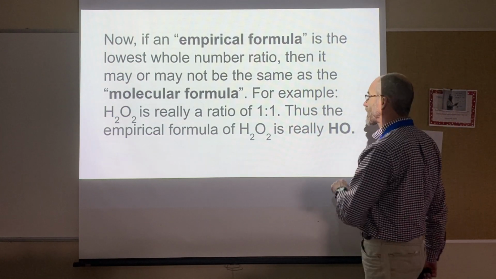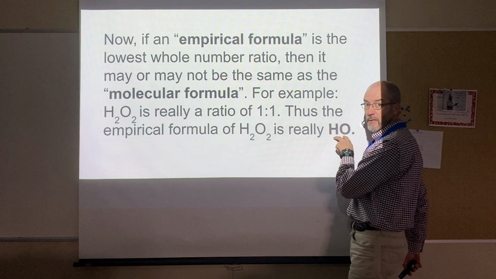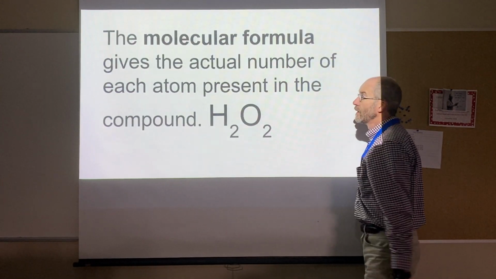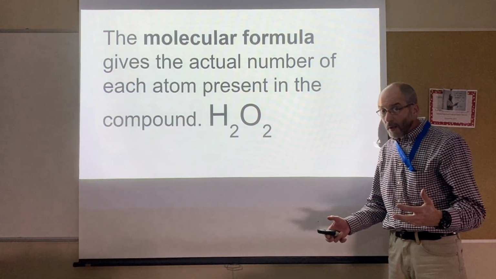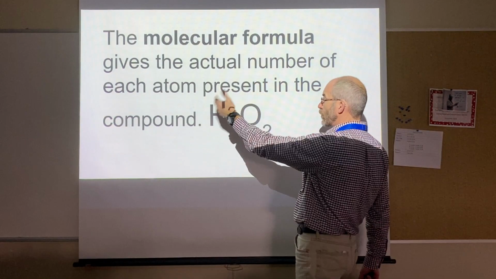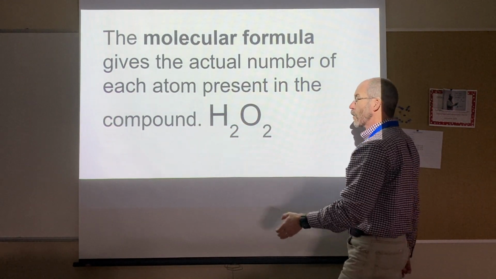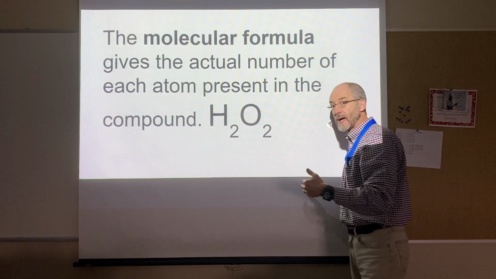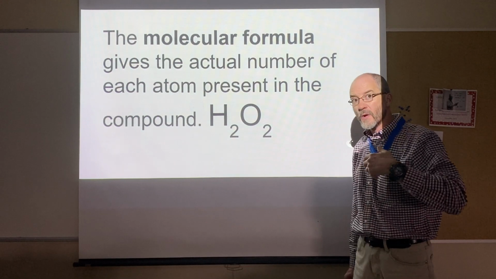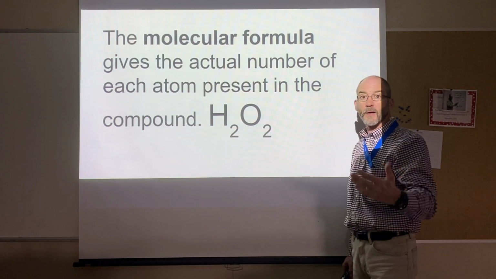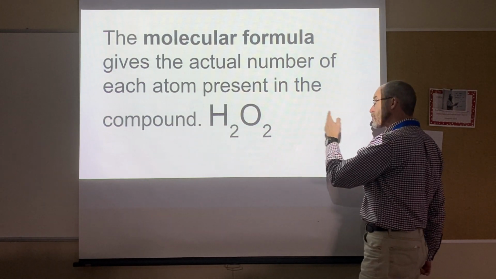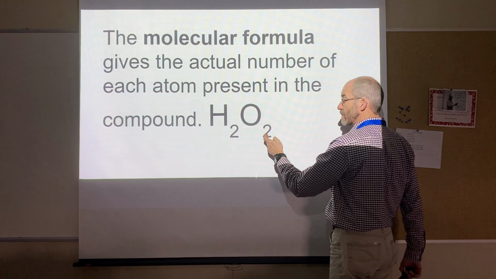Okay? Hydrogen peroxide would have a different empirical formula from its molecular formula. Okay, so what is the molecular formula? The molecular formula gives the actual number of each atom. So hydrogen peroxide is H2O2. That is the molecular formula for hydrogen peroxide. Now, what would its empirical formula be? Well, we've already covered that. We would look for the lowest whole number ratio, and that would actually make it HO, because 2 would go into both of these numbers evenly.